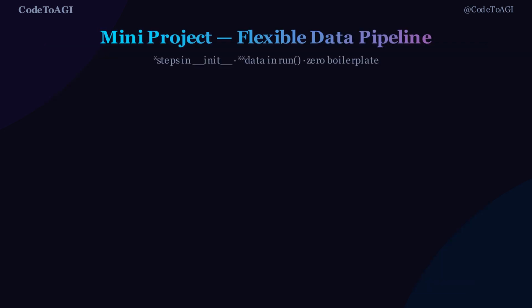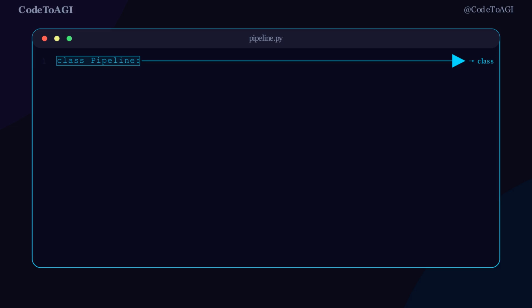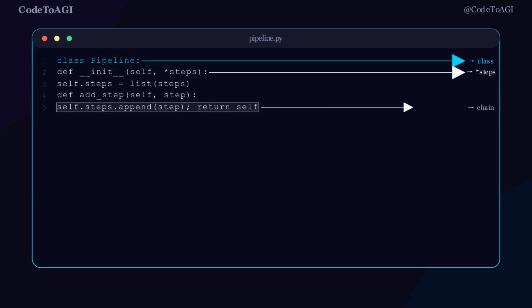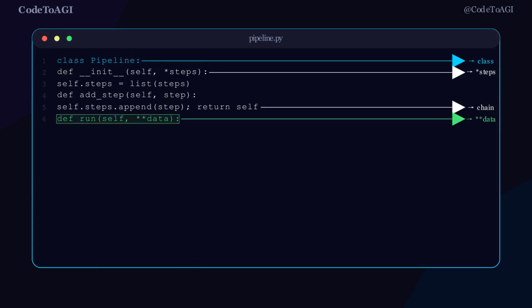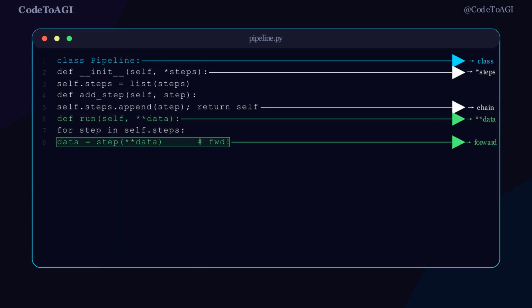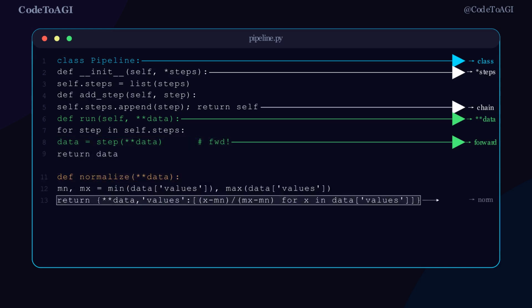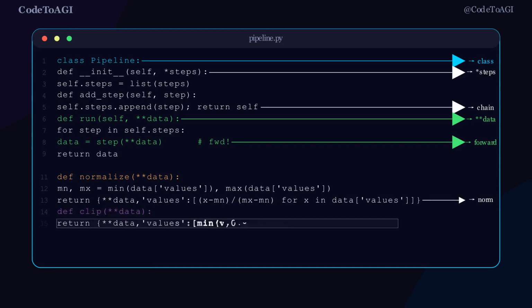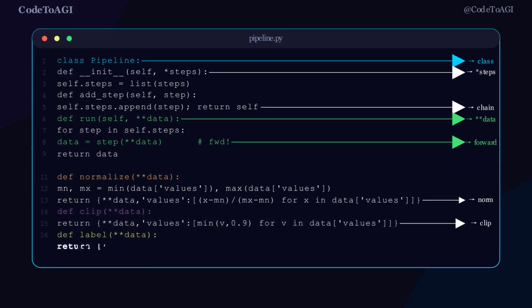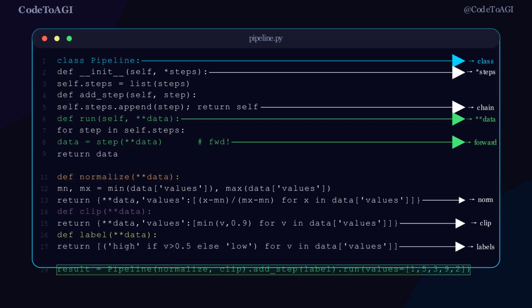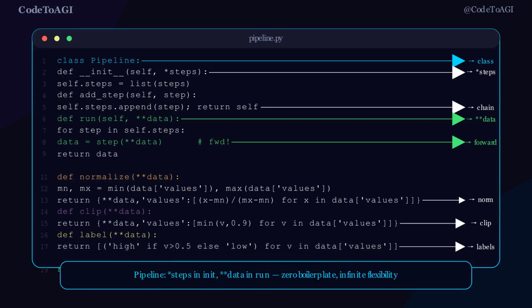Our mini project, a flexible data pipeline builder. This is the pattern used in Pandas, scikit-learn, and every ML pre-processing library. Look at the code. We define a Pipeline class. __init__ takes *steps, any number of transformation functions. It stores them as a list. We add an add_step method that appends more steps later.